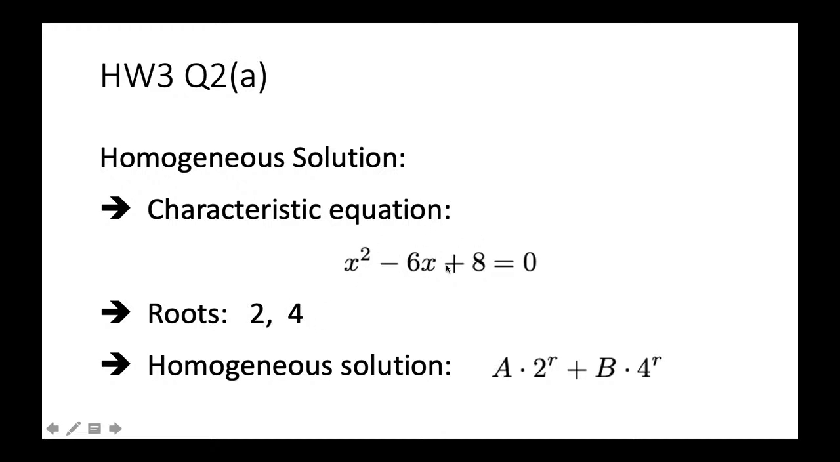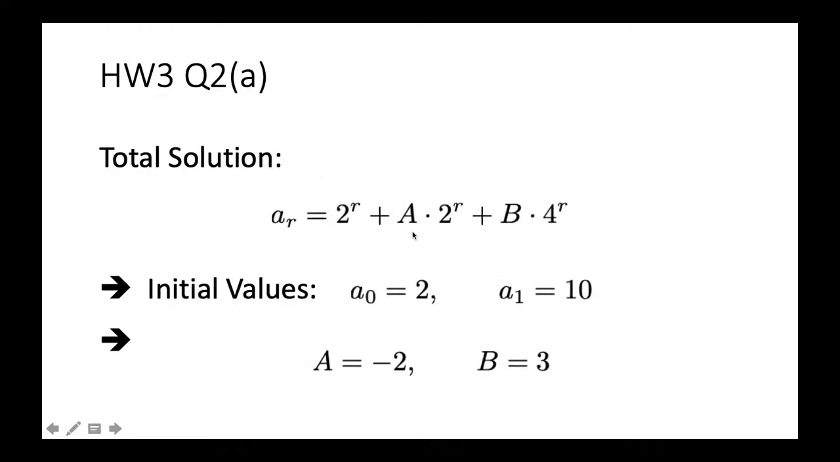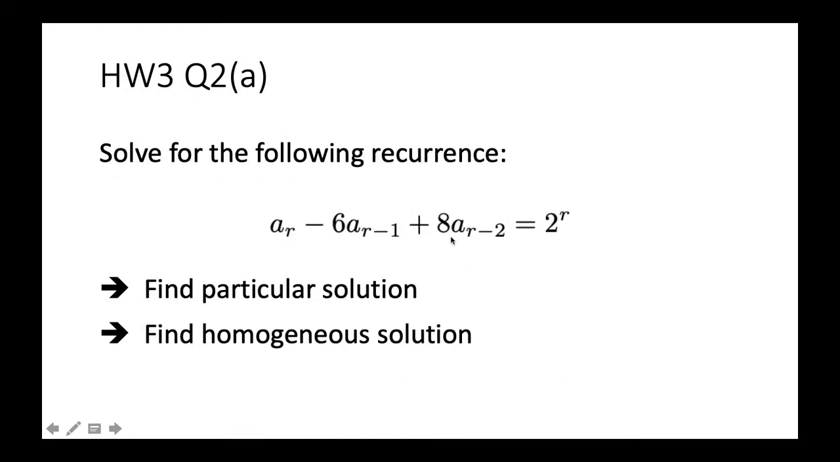The characteristic equation tells us the roots, and the roots tell us how the homogeneous solution looks. It will be some constant multiplied with 2 to the power r plus some other constant multiplied with 4 to the power r. After that, the total solution is simply the particular solution plus the homogeneous solution. If you just put this into the first part, then it is always working.